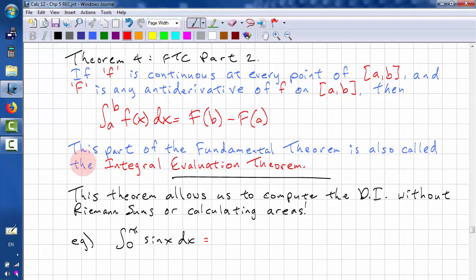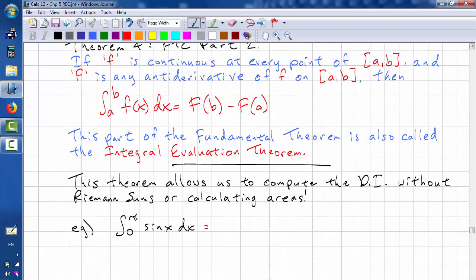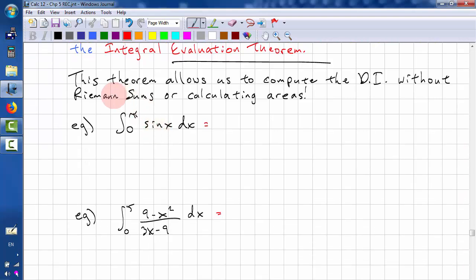Okay? And this part of the fundamental theorem of calculus is also called the integral evaluation theorem, although not many people use this. More people use fundamental theorem of calculus. This is important. Again, this theorem allows us to compute the definite integral without Riemann sums or calculating areas, and that's very important.